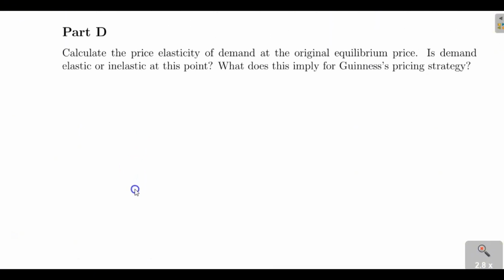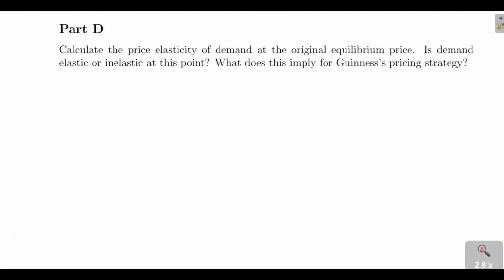Alright, let's move on to the last part of the question, which is part D. And let's look at what part D is trying to say. We have to calculate the price elasticity of demand at the original equilibrium price. Is demand elastic or inelastic at this point? Now, what does this imply for Guinness's pricing strategy?